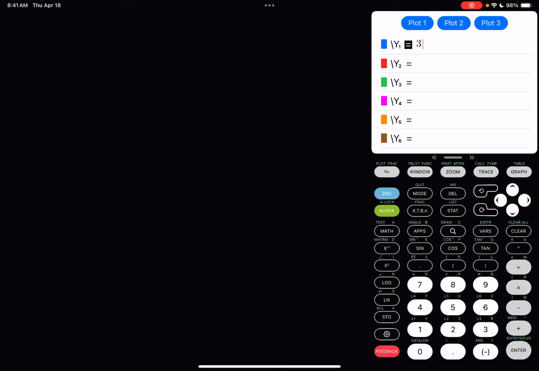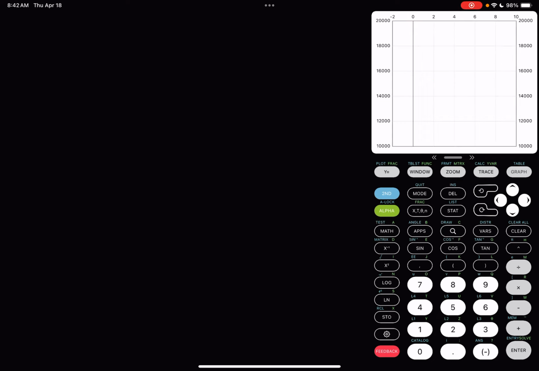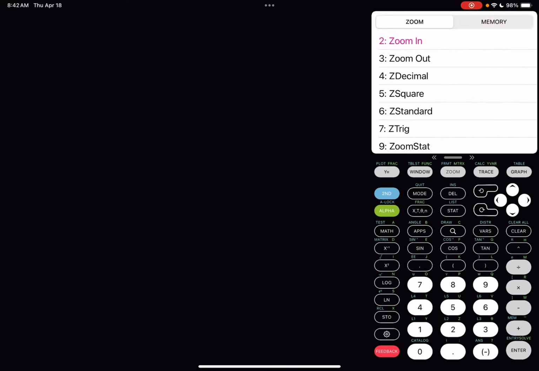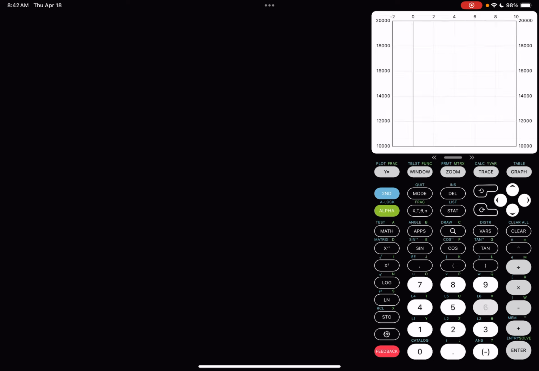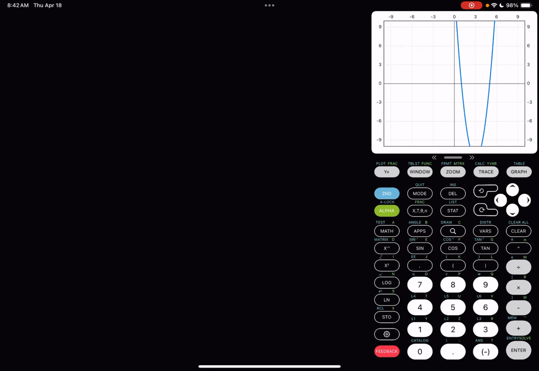So 3x to the second minus 18x plus 15. Okay, and I'm going to look at the graph. First of all, my window's weird. If you notice, this goes to like 20,000. So I'm going to hit my zoom button and go to zoom 6, standard screen. There. That's a little bit better.